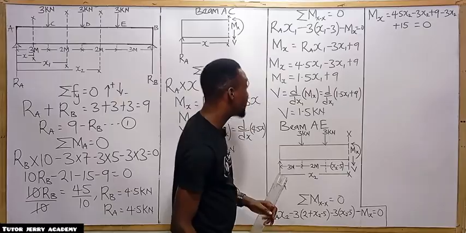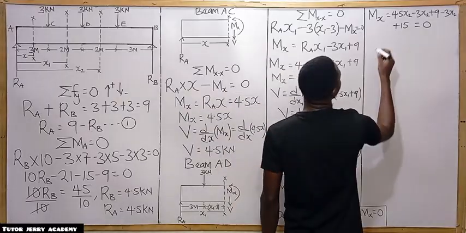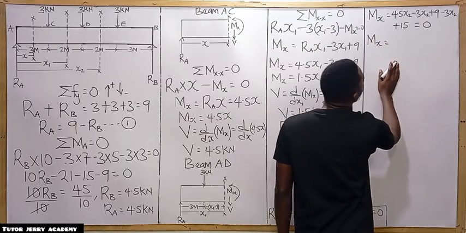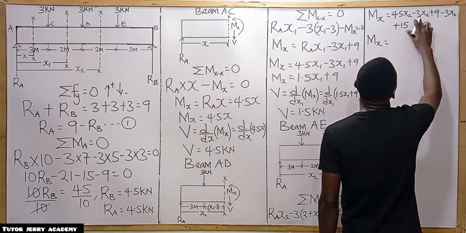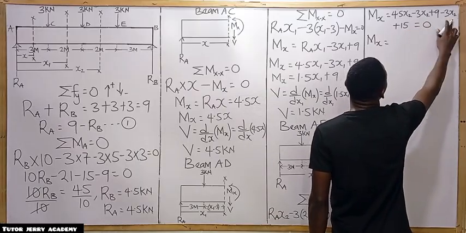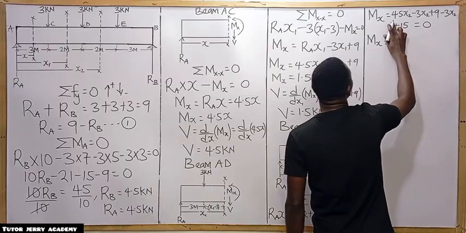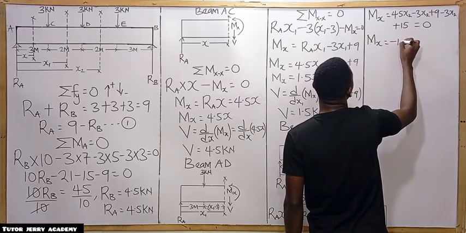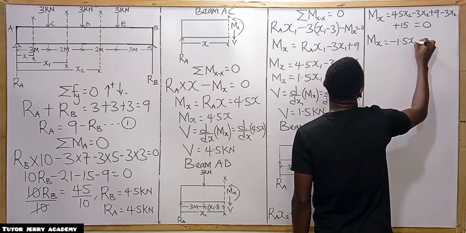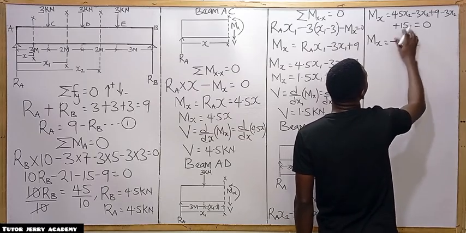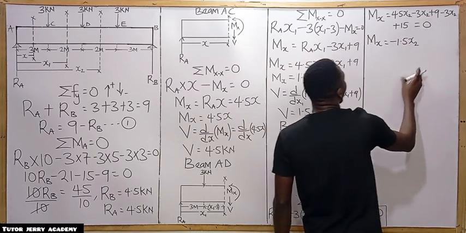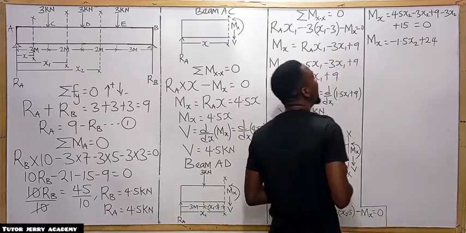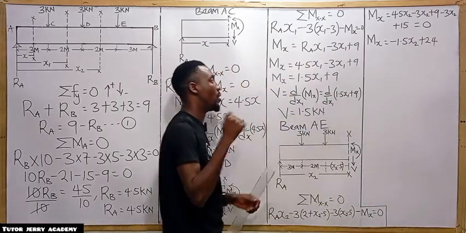Now the next thing we are going to do is simplify further. So minus 3 S2 minus 3 S2 is minus 6 S2. 4.5 minus 6 is minus 1.5, so minus 1.5 S2. 15 plus 9 is 24, so we have plus 24 here. That will be the bending moment equation there.